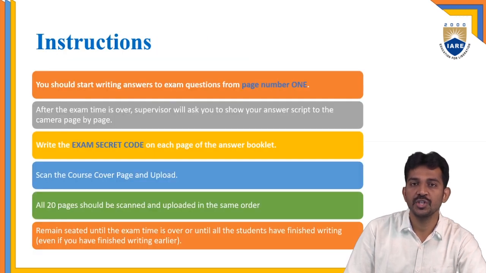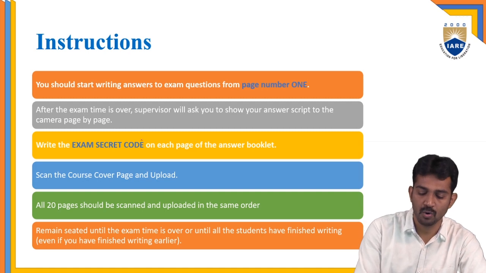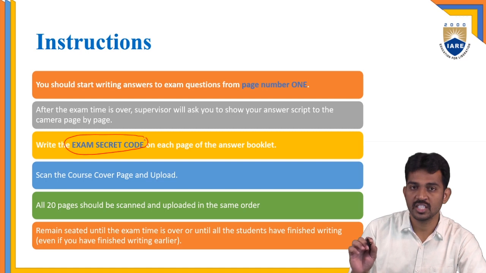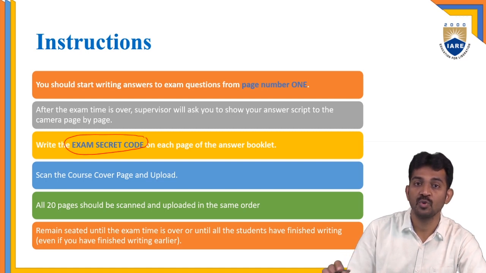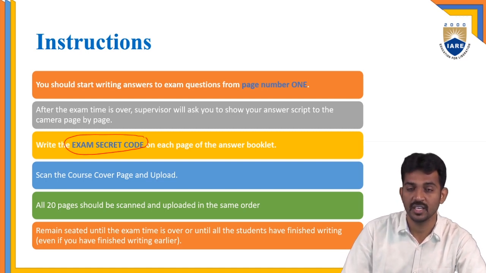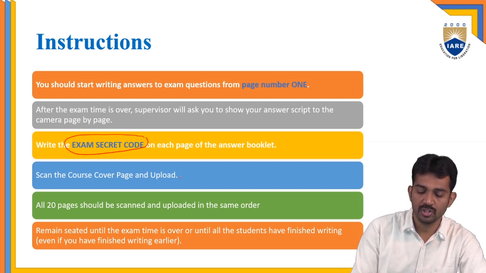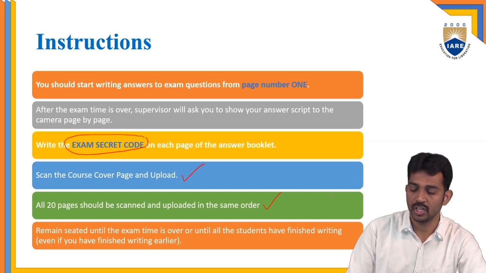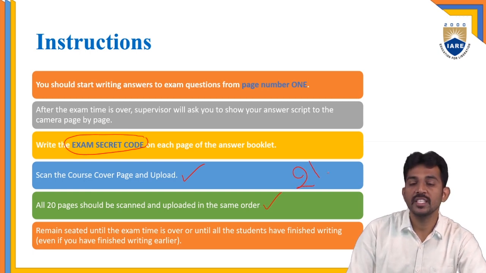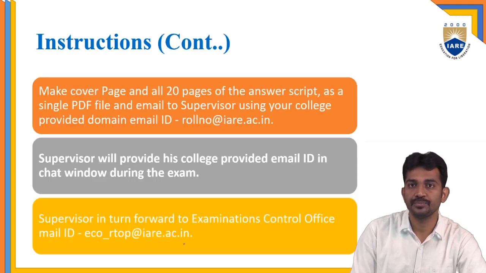Next, these are the instructions you need to remember. You should start the answer script from page number 1. Next thing, this is very, very important: on each page you need to mention the exam secret code. If you write any roll number or any personal details, the answer script goes null and void. Be careful with that. You should upload the cover page and the 20 pages. In total you need to upload 21 pages. So remain seated until the end of the exam.